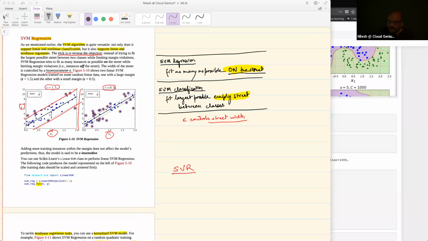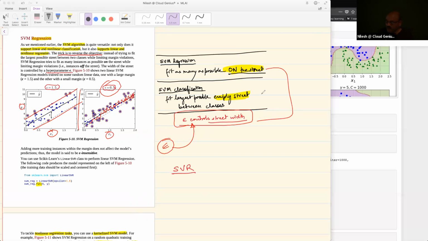If you try to adjust the width of the road, you can do that. And that width is actually adjustable by a hyperparameter called epsilon, and that controls the street width. So if you have a larger epsilon, you have a wider street. If you have a smaller epsilon like this, then you get a narrow street, which still accommodates most of the points, but not all of them. There are some points that are still left out, but that's the nature of the epsilon hyperparameter. The underlying idea is it controls the width of the street.